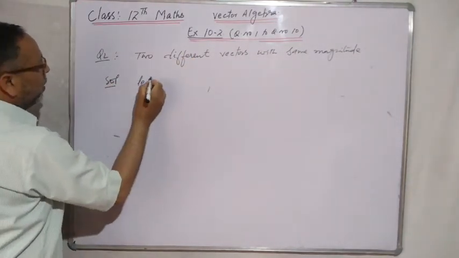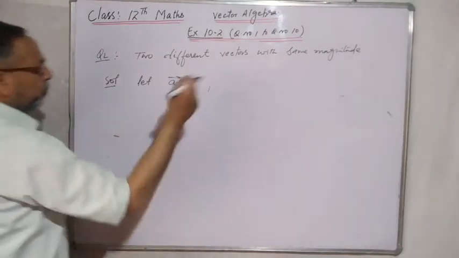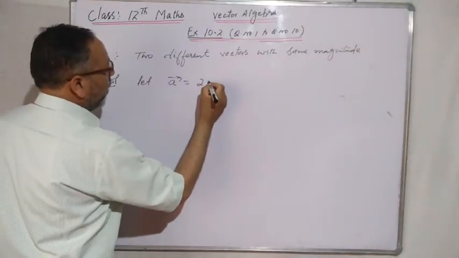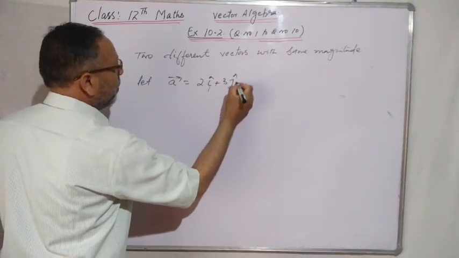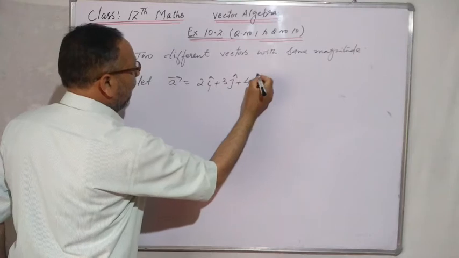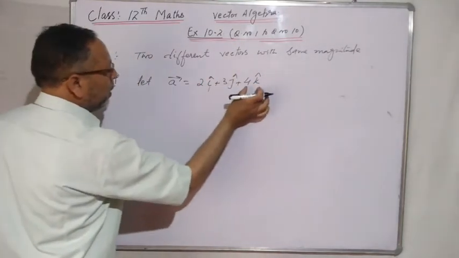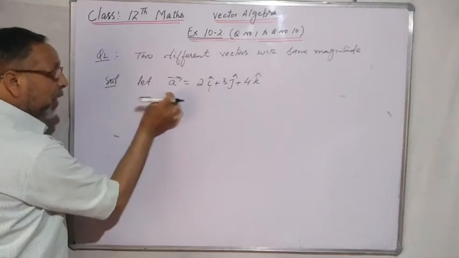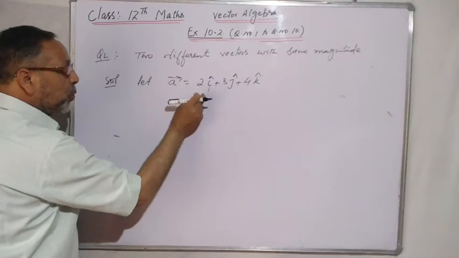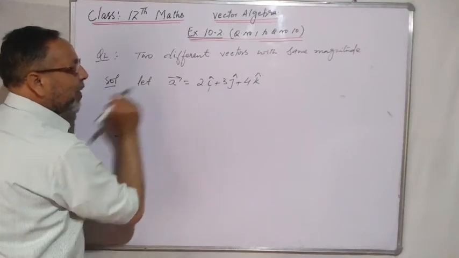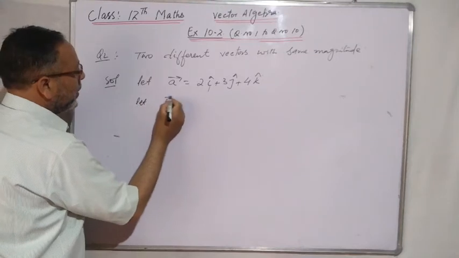So let us suppose, let vector A be equal to, let me say 2i cap plus 3j cap plus 4k cap. Vector A is equal to 2i cap plus 3j cap plus 4k cap. Now, we have to write another vector whose magnitude will be same as vector A. Let me say let vector B be equal to.